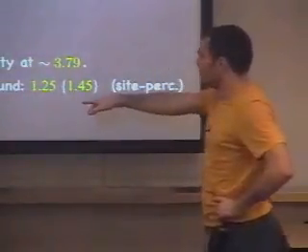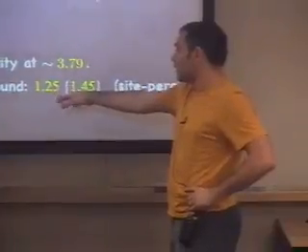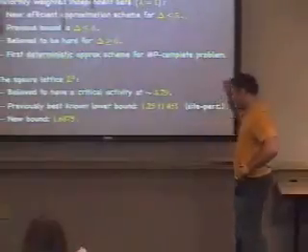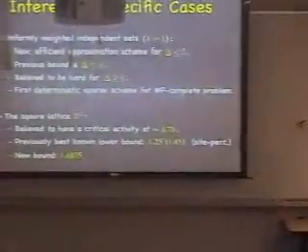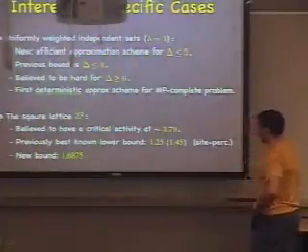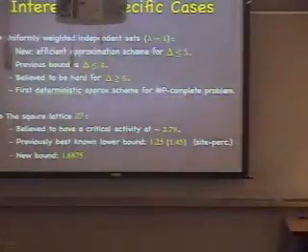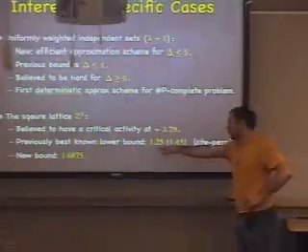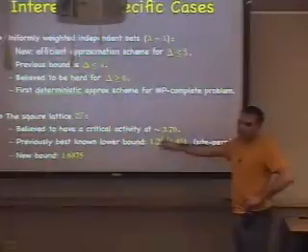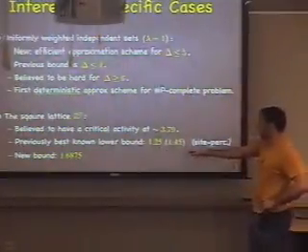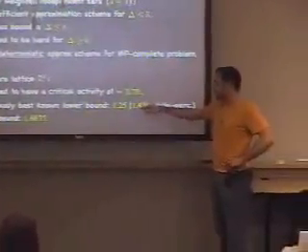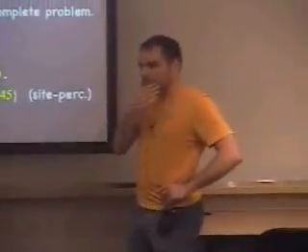Actually, there is an update on this, but the best previous bound that I was aware of when I wrote the slides was 1.25, which works by relating the critical activity to the critical probability for site percolation. This gives 1.25 if you put in the rigorous bound for the critical probability for site percolation, and 1.45 if you plug in what is believed to be the critical probability. So this 1.25 is not 5/4.